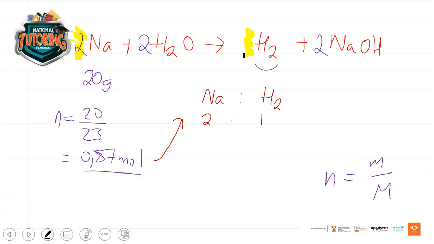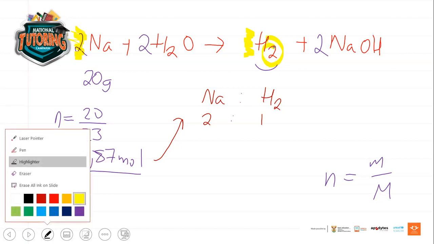Hydrogen is always H2. So it's not 2 to 2, it's 2 to 1, because for every 1 sodium atom, I have 1 hydrogen molecule. Or for every 1 sodium molecule, I've got 1 hydrogen molecule, if you want to think about it like that. So that's why the ratio is 2 to 1. It's not 2 to 2, and students often get confused. They see this 2, and then they think the ratio must also be 2 to 2, but it's not.